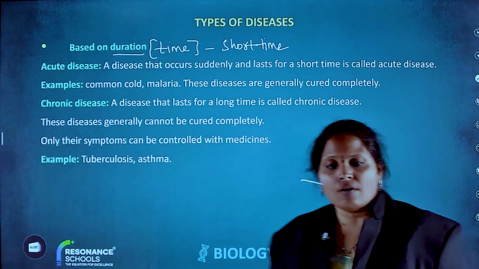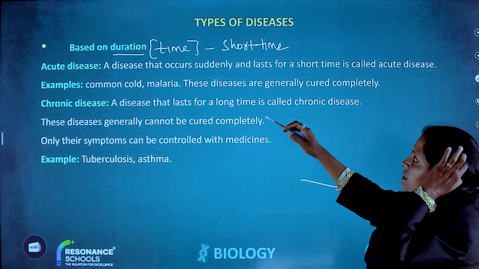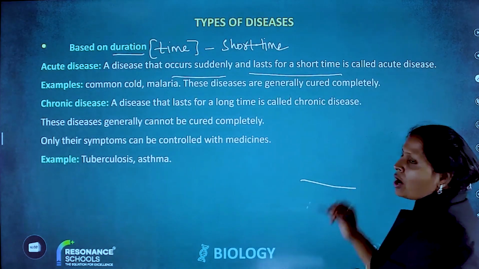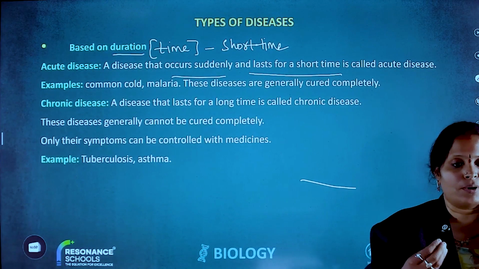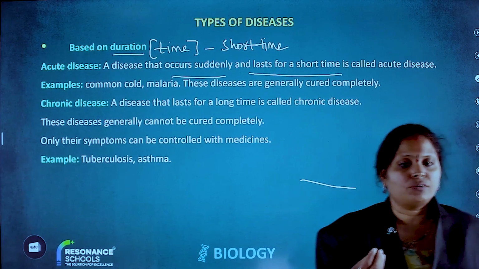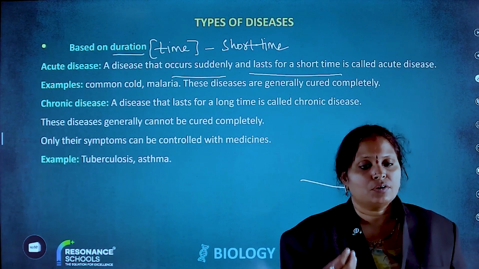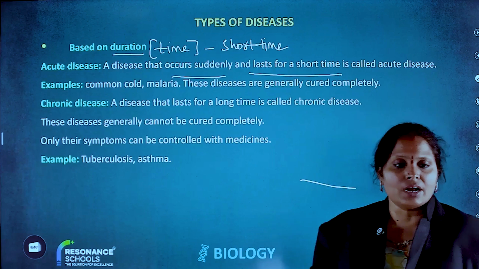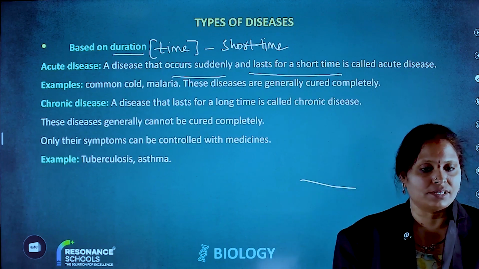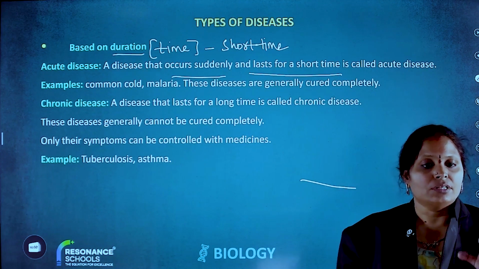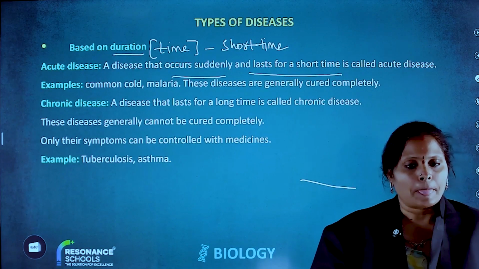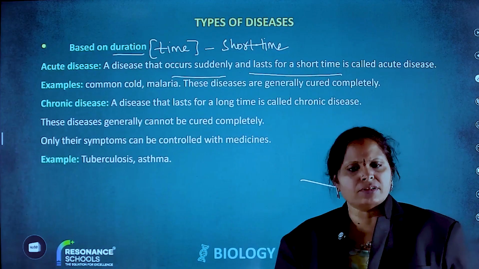Okay. Now let us see here acute disease. A disease that occurs suddenly and lasts for a short time. Short time means, for example, if you got a fever, within 2 to 3 days you will recover from the fever, right or not? That kind of disease we call acute disease. What is that? Acute. That occurs suddenly. Suddenly means sudden onset, immediately. Now itself we can get a fever. Fever is also a disease.